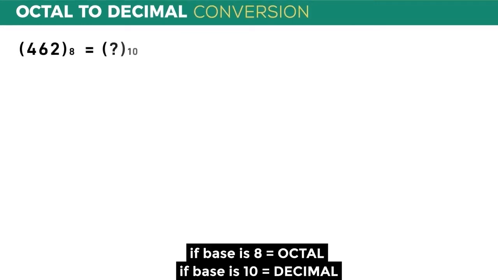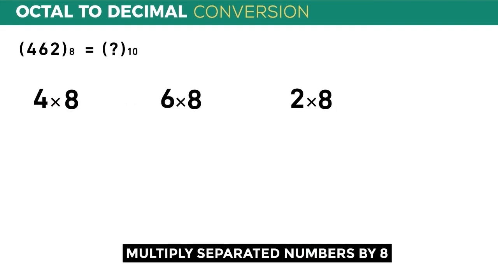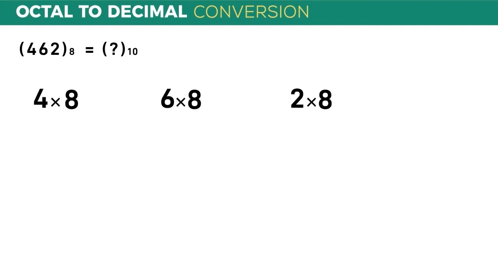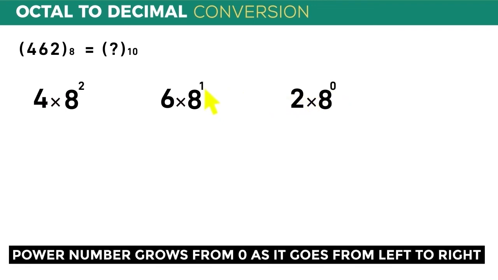The first thing we will do, we will separate the given numbers of the question, 4, 6 and 2. We will then multiply all the separated numbers by 8. 8 because of the fact that 8 is the base of octal, if you are wondering. Then what we will do is add powers from 0 onwards incrementally from left to right. One thing to keep in mind is that the power number increases as it goes from left to right, and we will perform the calculation of these numbers separately, then add them at the end of the day.